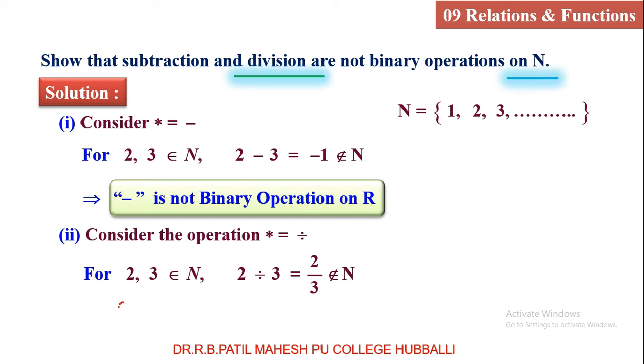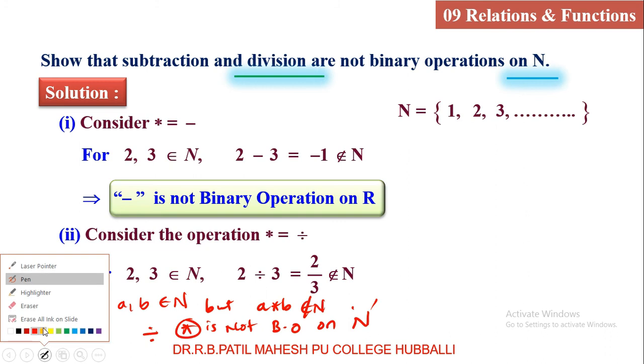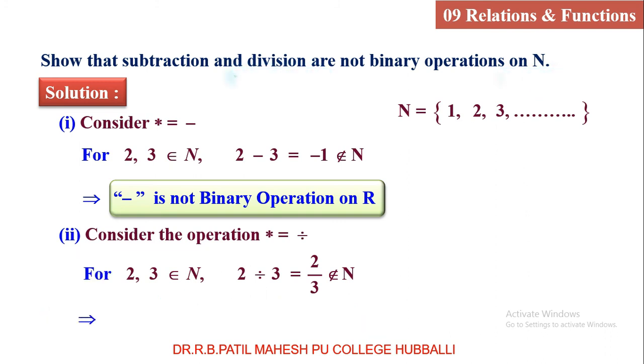I am taking a, b belonging to the given set, but its operation, that is a star b, does not belong to the set of natural numbers. Therefore star is not a binary operation on the set of natural numbers. What is the star here I have taken? That is division. So division is not a binary operation on the set of natural numbers. You can see that division is not a binary operation on natural numbers.